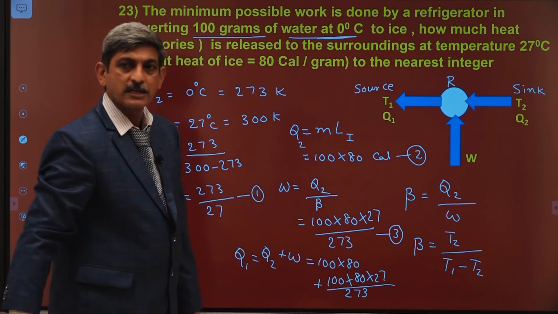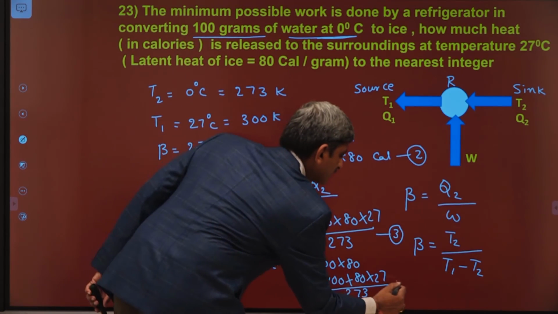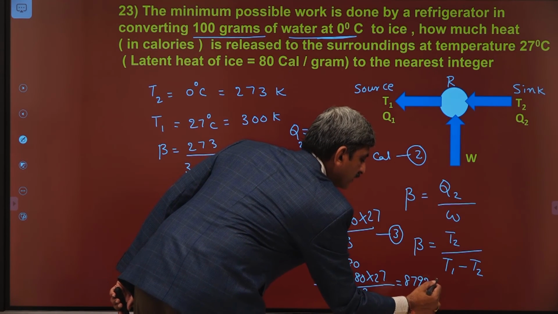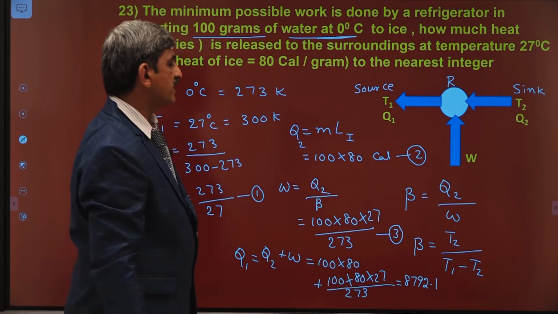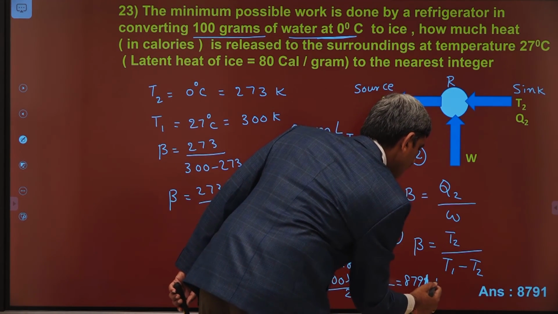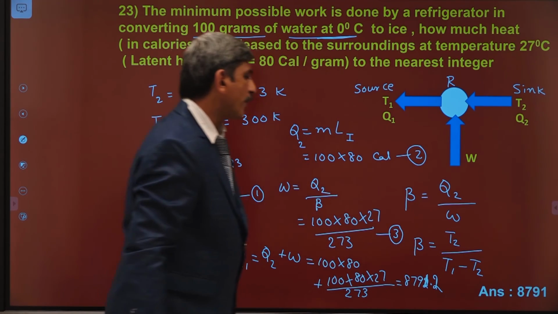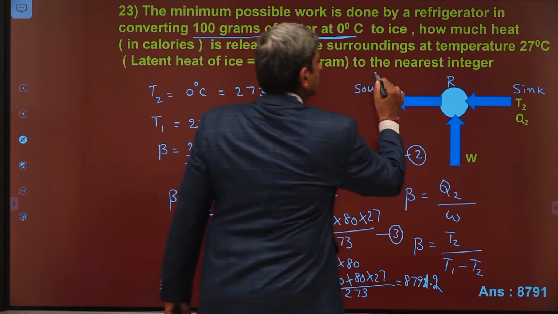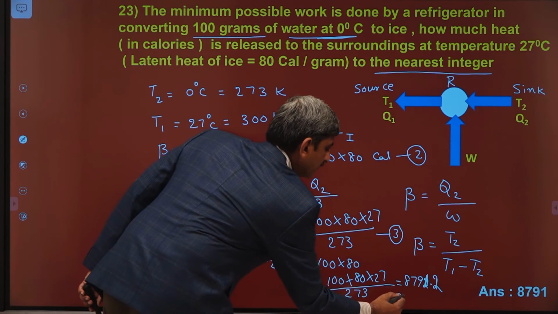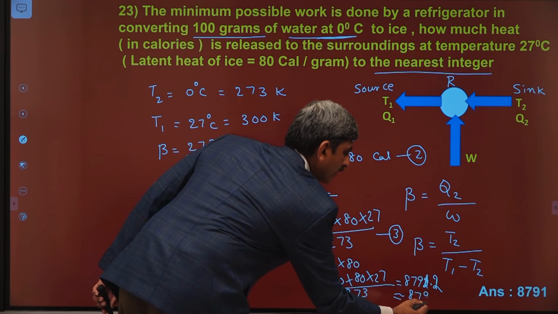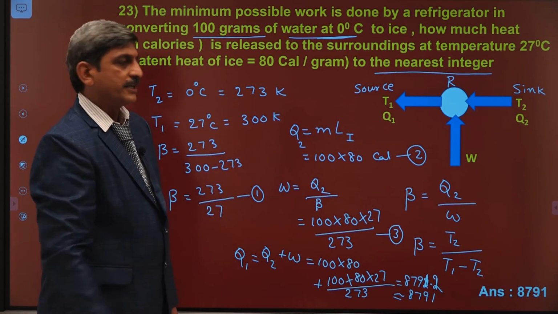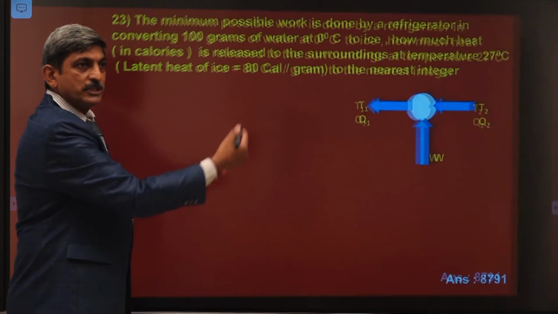Now by making the mathematical calculations, we get it as 8791.2, so the nearest integer value is 8791. This is the total amount of heat energy transferred by the refrigerator to the surroundings. Now come to the next problem.